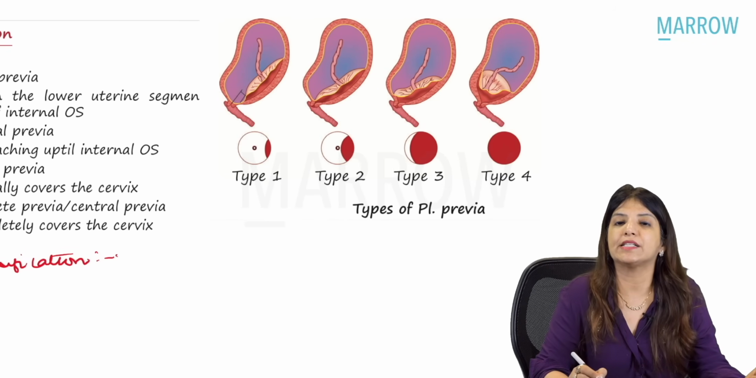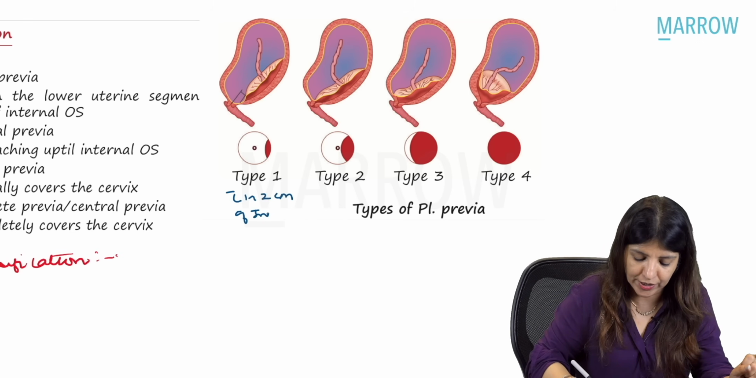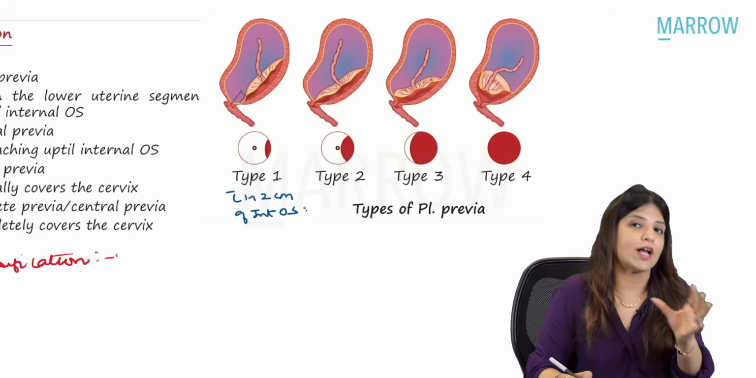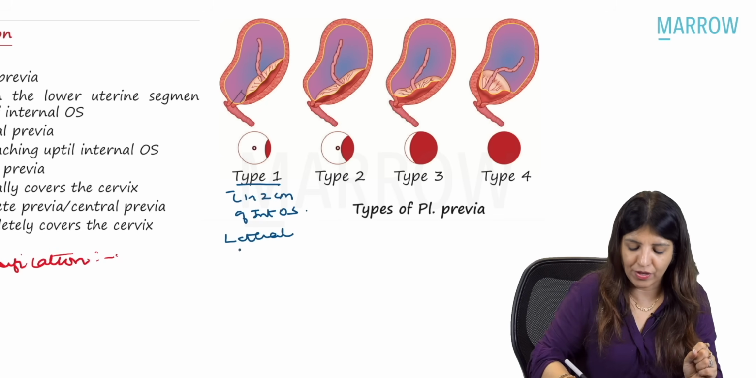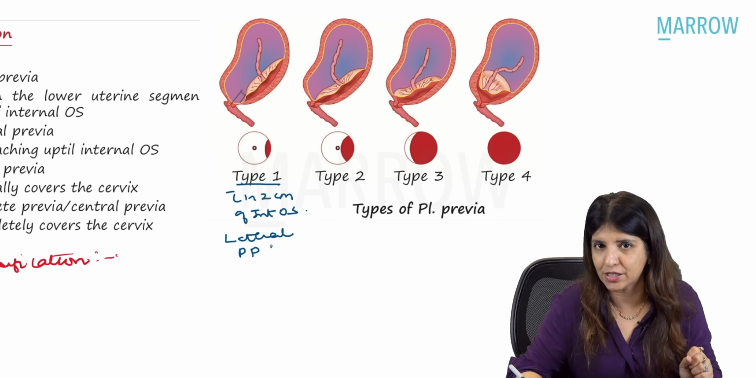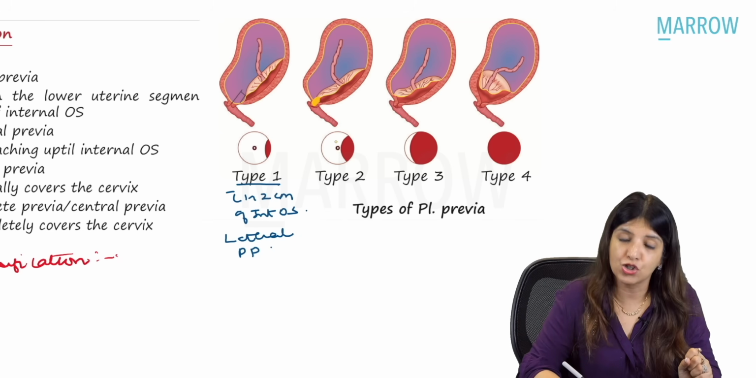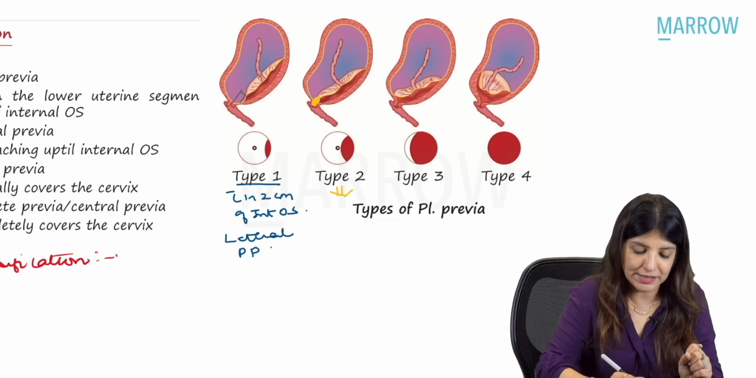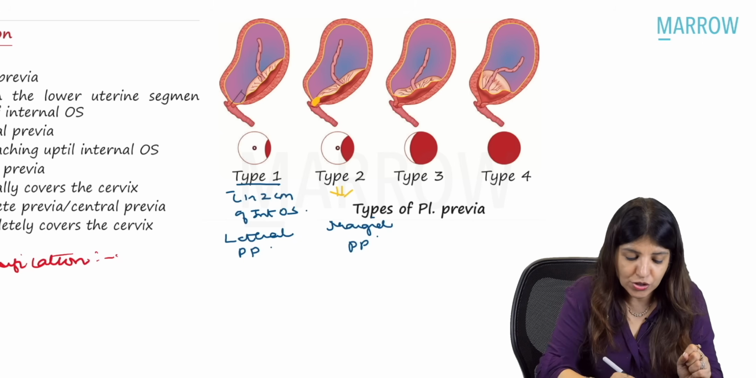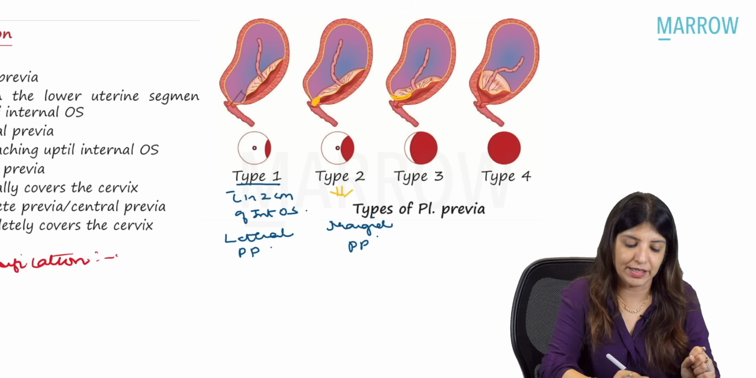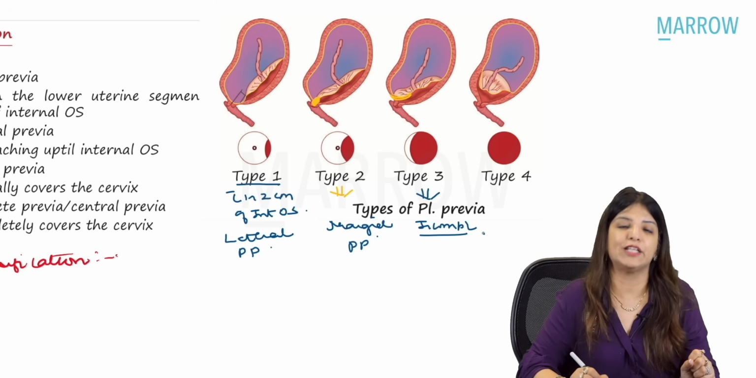If you are seeing that the placenta is in the lower uterine segment and it is within 2 centimeters of the internal os, but it is not reaching up to the level of the internal os, that is called type 1 placenta previa. Type 1 placenta previa is also called lateral placenta previa. If you are seeing that the placenta is reaching up to the margins of the internal os, that is type 2 placenta previa, which is also called marginal placenta previa. If you see that the placenta is partially covering the internal os, that is type 3 placenta previa, which is also called incomplete placenta previa.